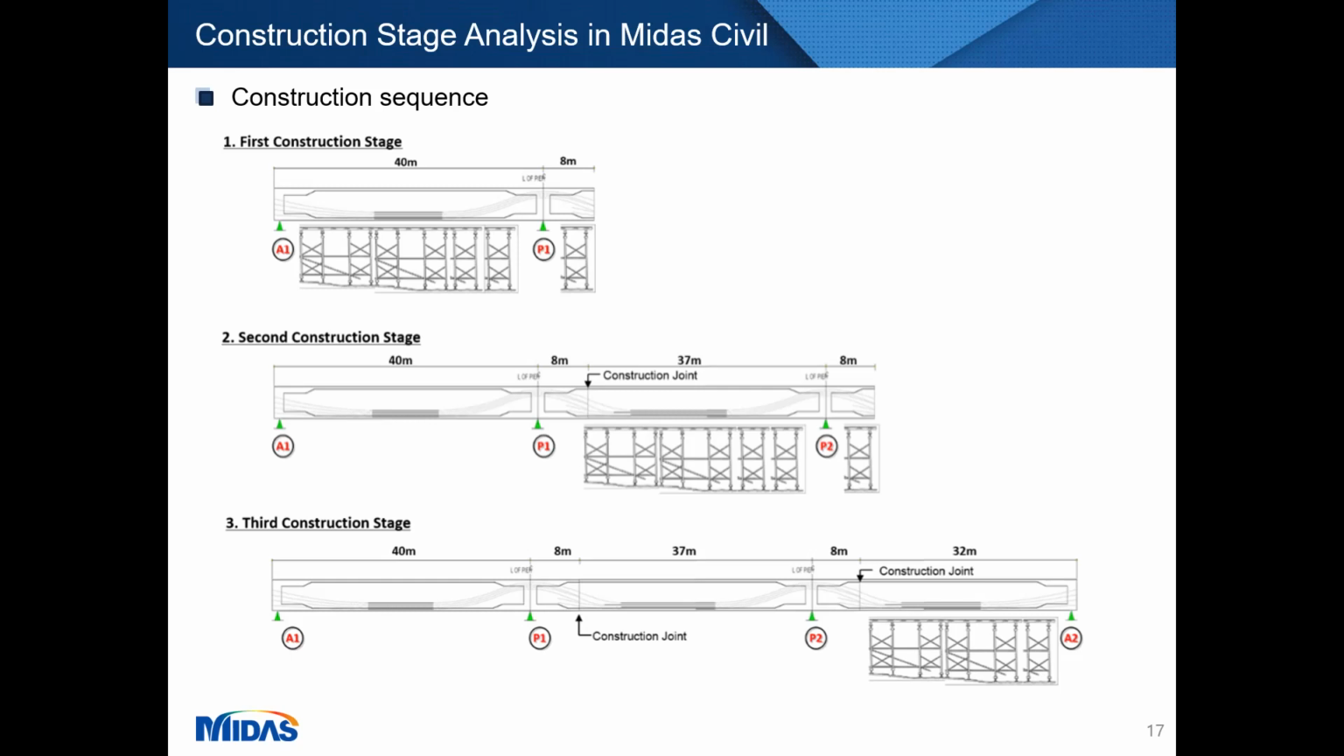Then in stage 2, the remaining part of the second span will be cast in place, and then part of a third span cantilever. And in the third stage, the remaining part of span 3 will be cast. Okay, so this is our construction sequence that we are going to follow.